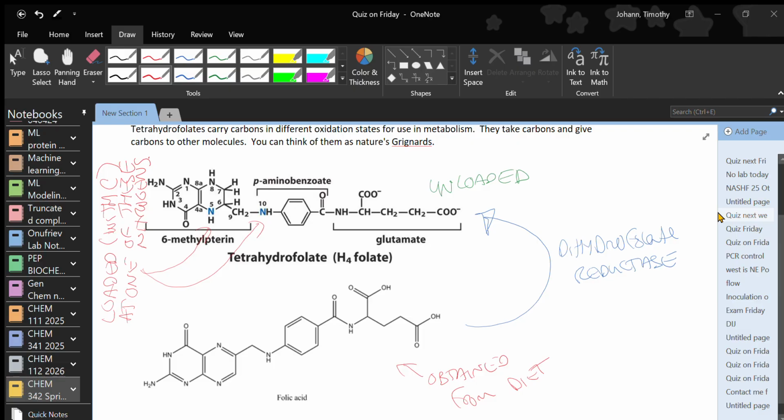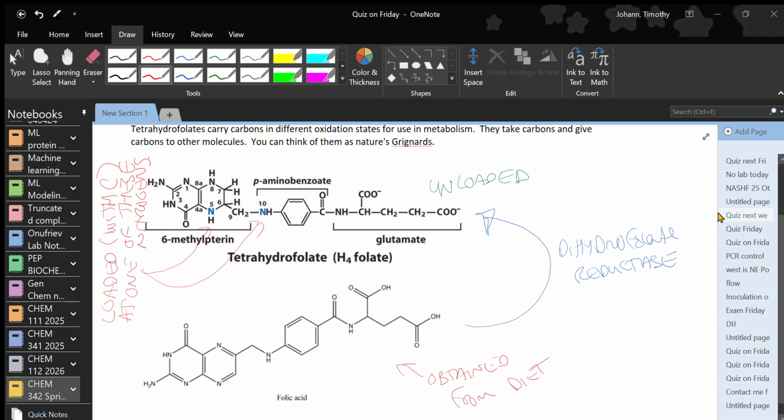If nothing is attached, if the hydrogen's attached, it's unloaded. And if something else is attached, so we've got 5-methyl tetrahydrofolate, right? We've got 10-formyl tetrahydrofolate. We have 5-formyl tetrahydrofolate. If a carbon is attached to one of those, that's a loaded form.